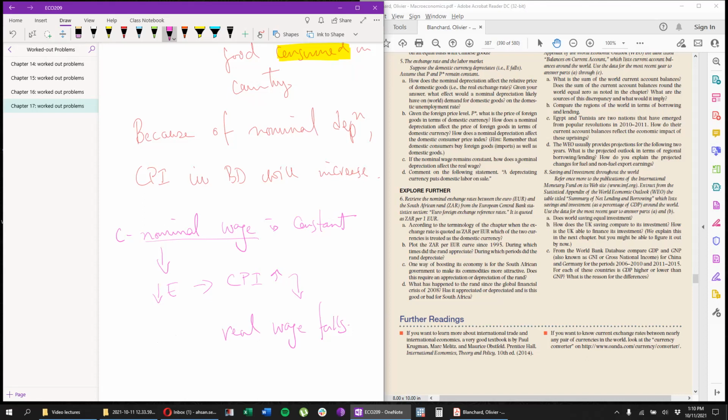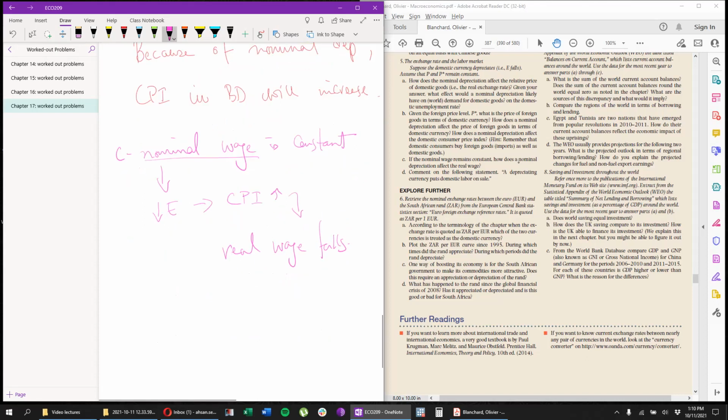So once again, because we've introduced openness to the economy, there's no need for price to change. Real wage can still rise or fall. That was part C. Let's move to part D. Comment on the following statement. Okay. A depreciating currency puts domestic labor on sale.